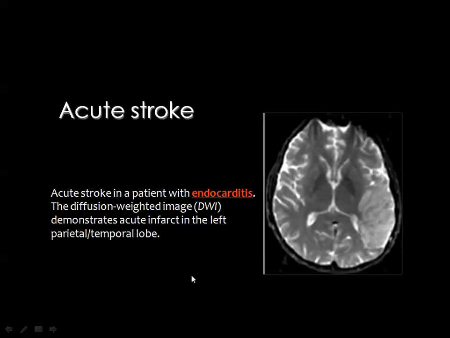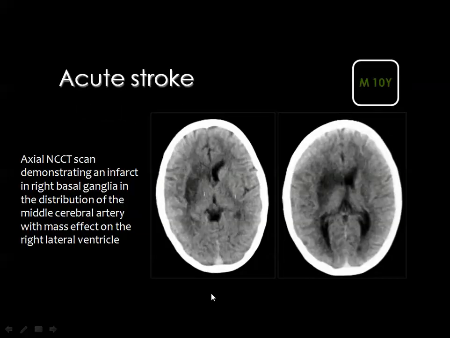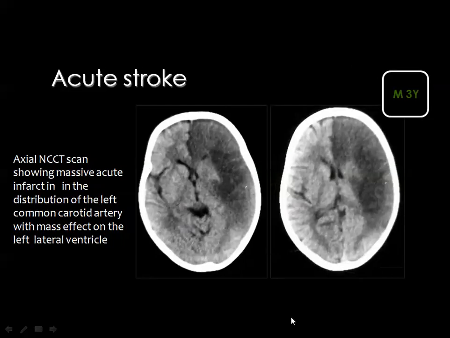And this is a patient with endocarditis showing an infarction in the temporooccipital area. It is cortical and subcortical in distribution, exactly similar to the infarction seen in adults. And you can see there is some compression of the adjacent ventricle. And this is also an acute infarction in the basal ganglia, affecting the head of the caudate as well as the lentiform nucleus, with a mass effect on the right lateral ventricle.